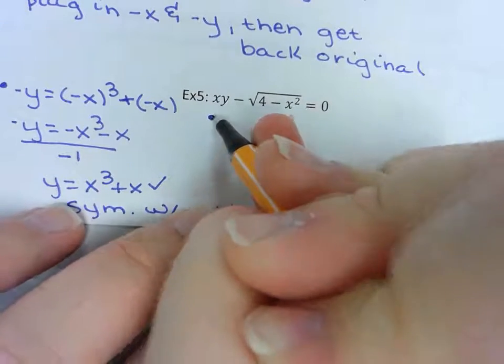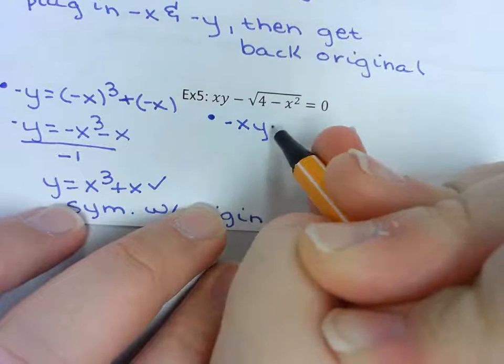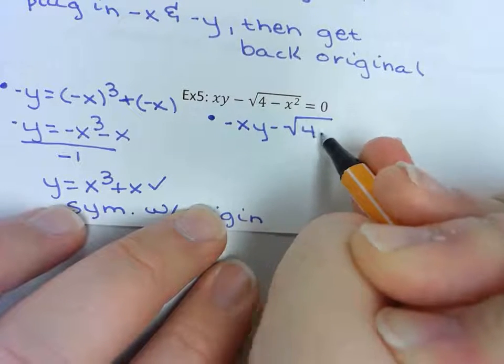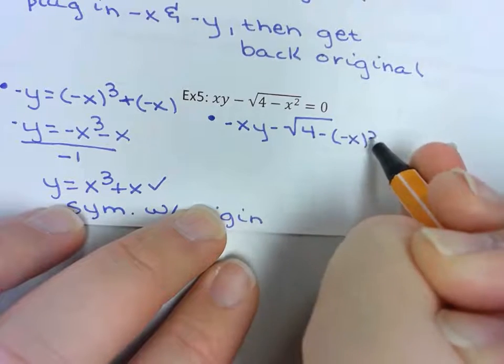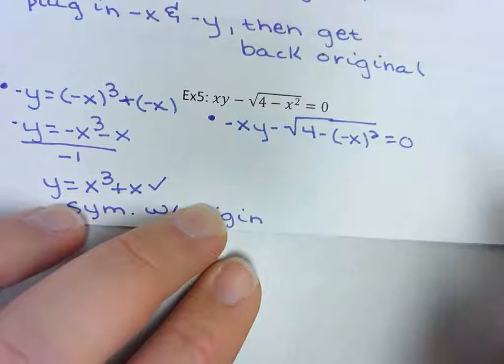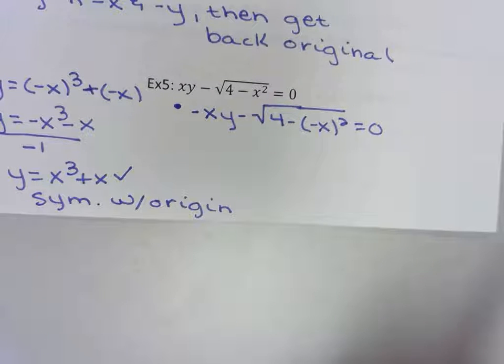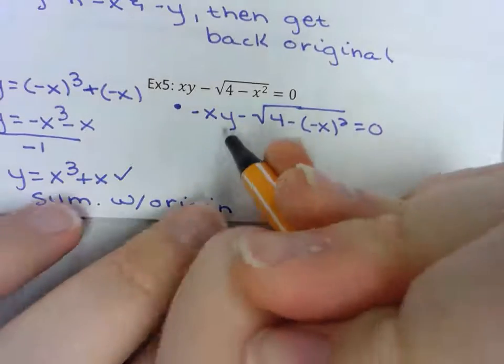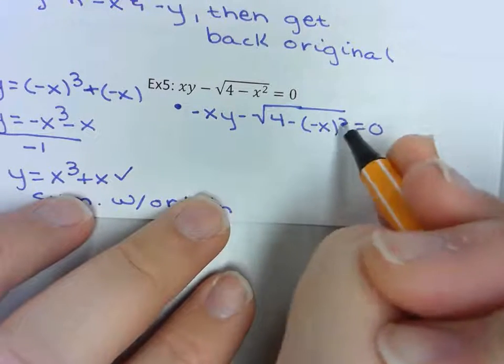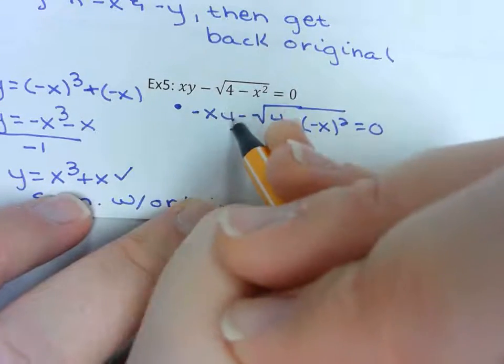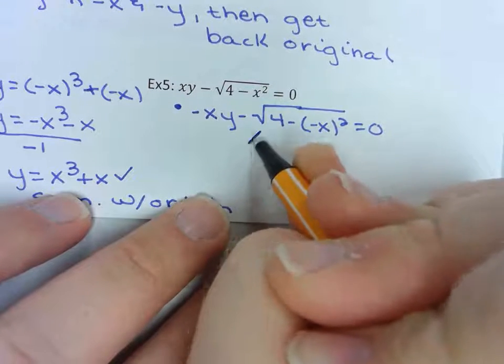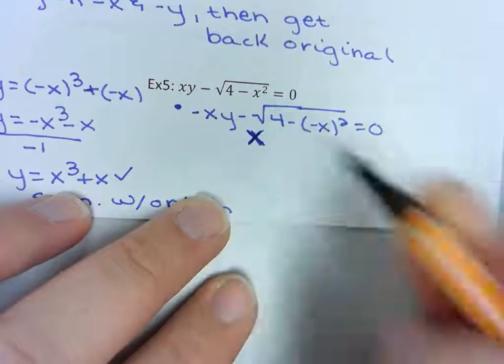So let's go ahead and plug in a negative x, where x is. I'm checking symmetric with the y-axis. And just by looking at it, am I going to get back the original? No. This will make it a negative x squared, but I'm still going to have the negative xy out here. So just by looking at it, you won't be able to get back the original.